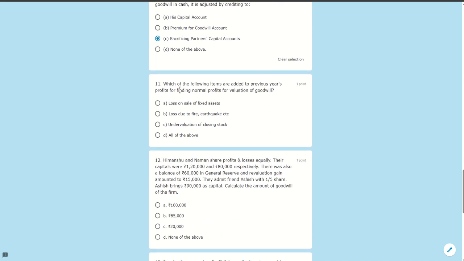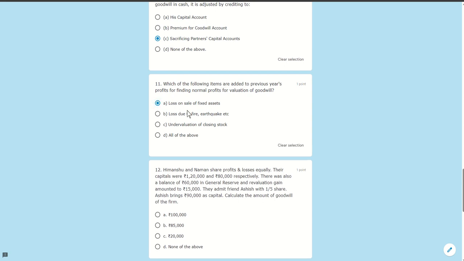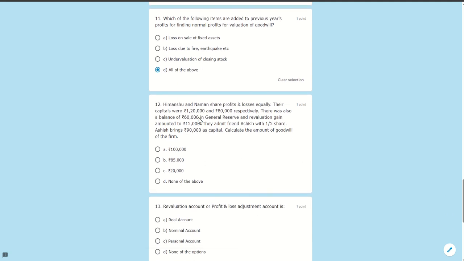Question 11. Which of the following items are added to previous year's profits for finding normal profits for valuation of goodwill? Any kind of abnormal loss is added back. So loss on sale of fixed asset will be added, loss due to fire will be added, undervaluation of closing stock will be added as well. So the answer is all of these.